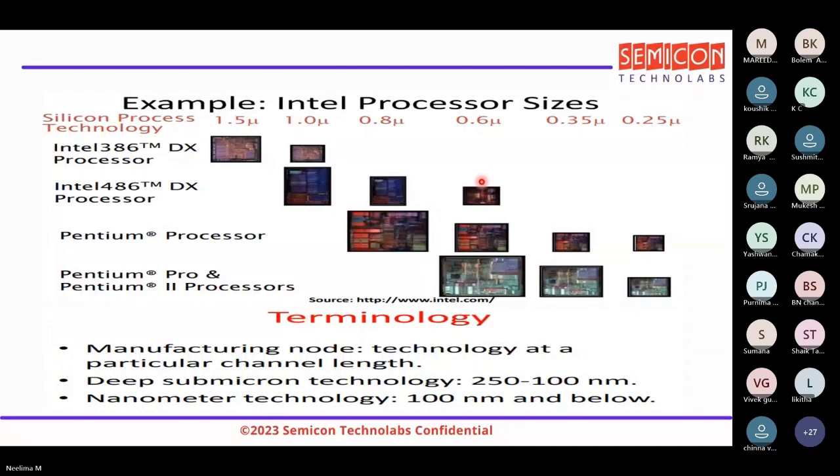Okay. Similarly, Pentium processor. Okay, Pentium processor 0.8 microns. If you look at the size, the same processor in 0.6, the same processor in 0.35, the same processor in 0.26. Look at the size shrink. Okay. Similarly, Pentium Pro and Pentium 2 processors. Okay. So in 0.6, 0.38, 0.25.